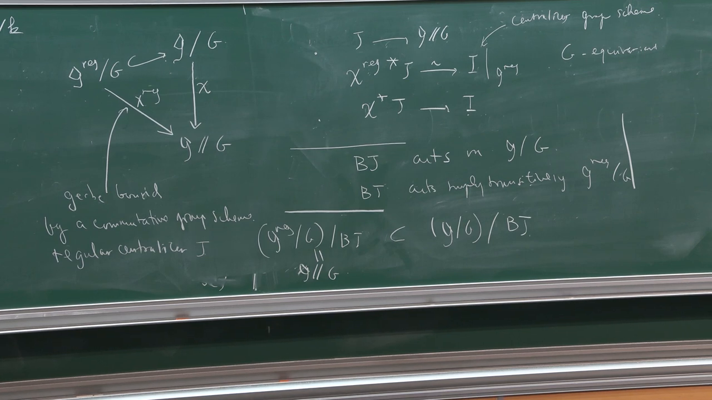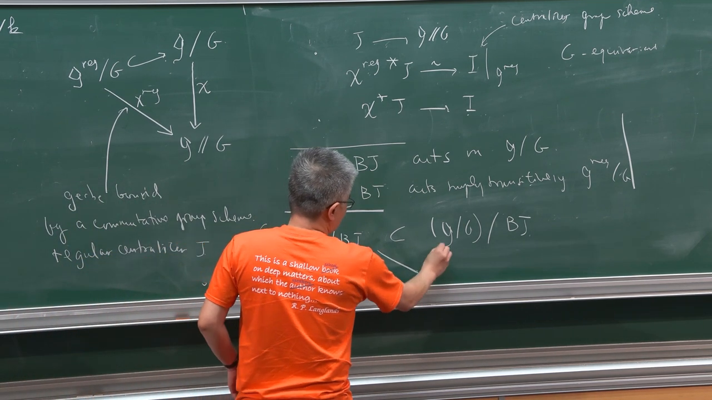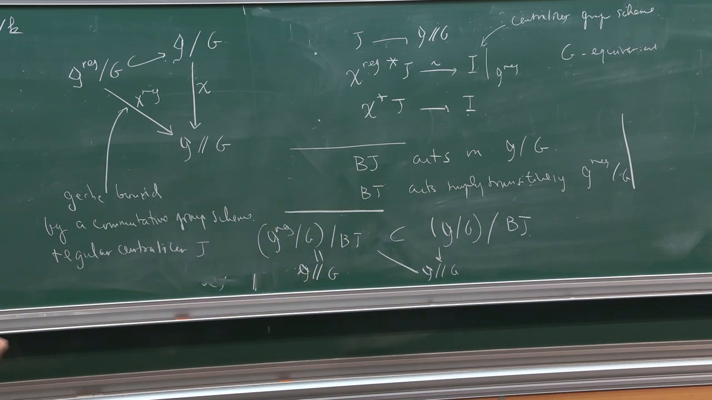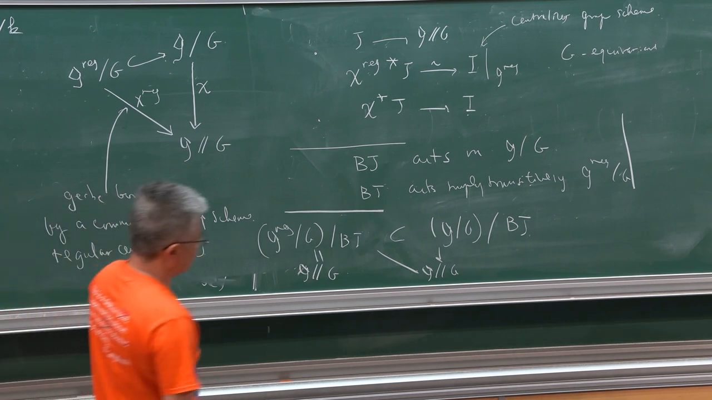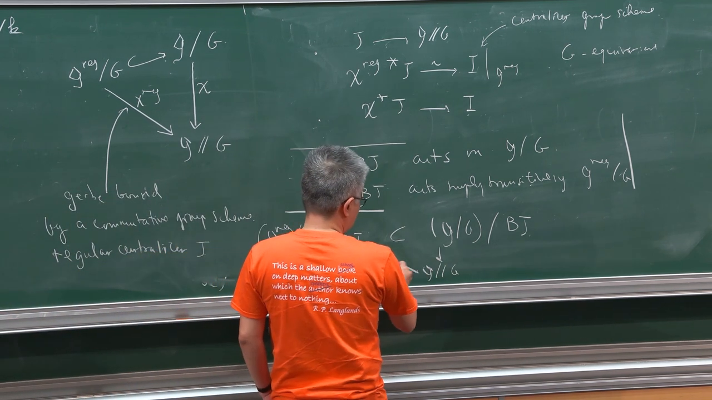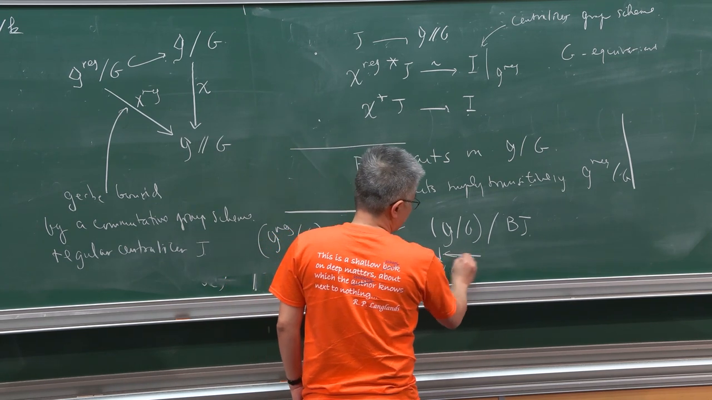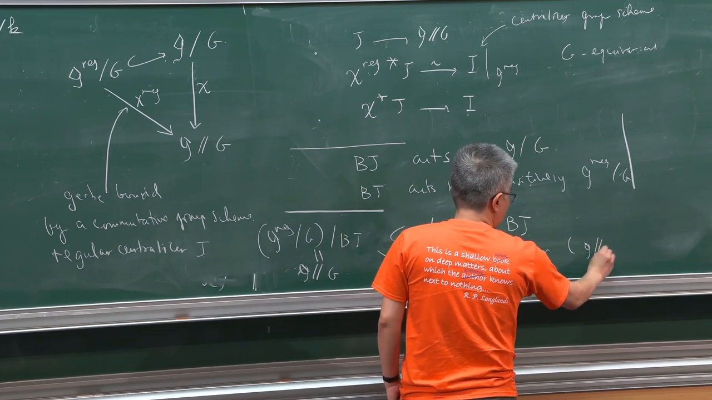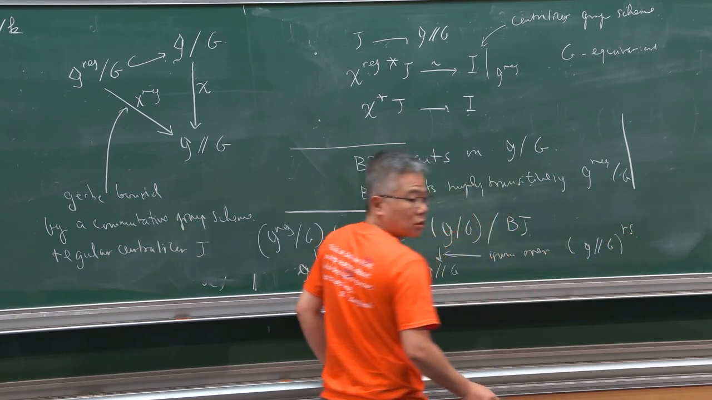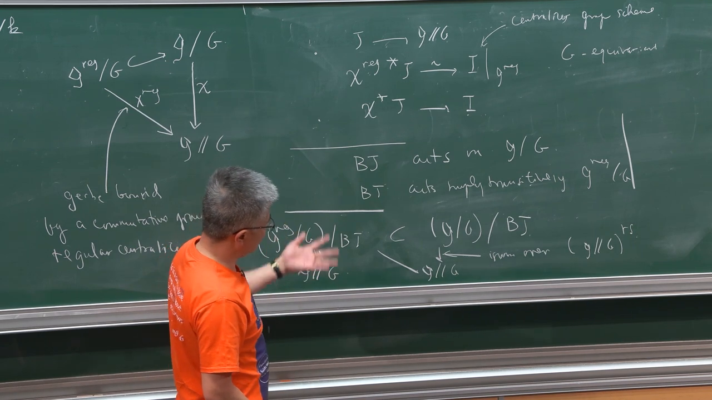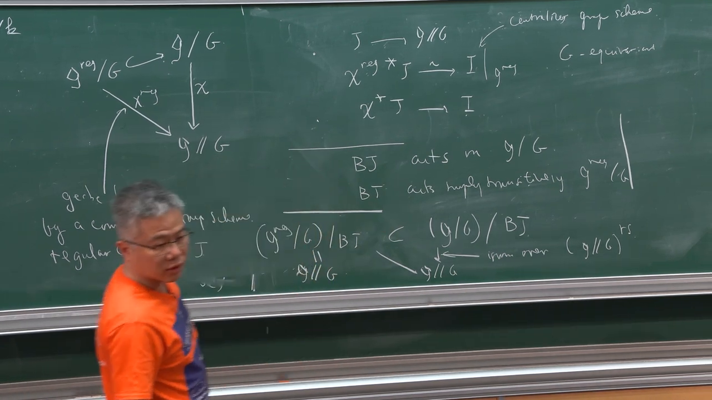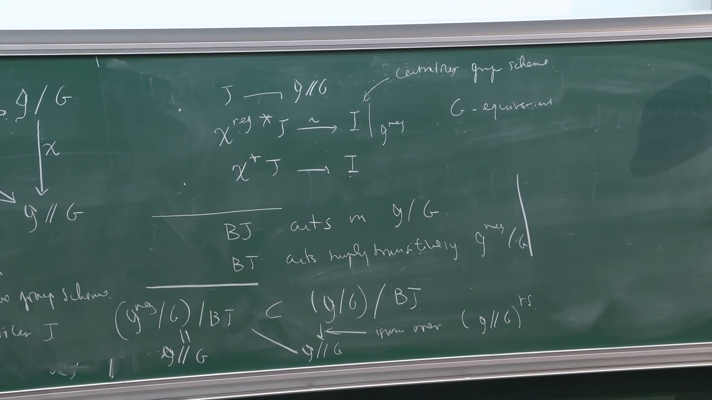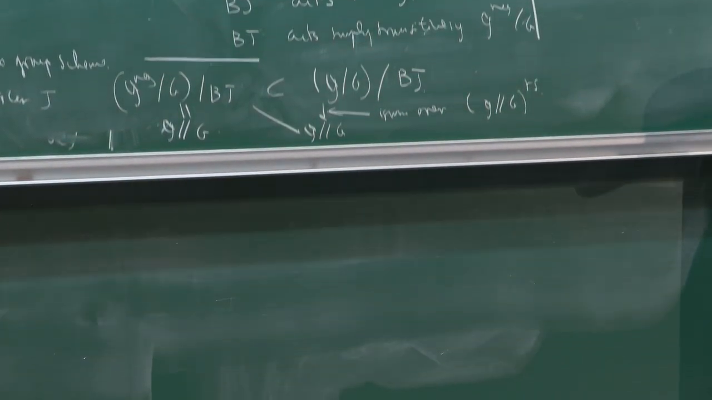So in particular, this map into g mod G, having lifted over this GIT quotient, is an isomorphism over the regular semisimple locus, where there's no difference, since everything is regular over the regular semisimple locus. All right.